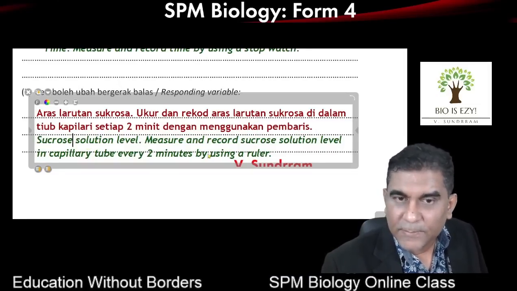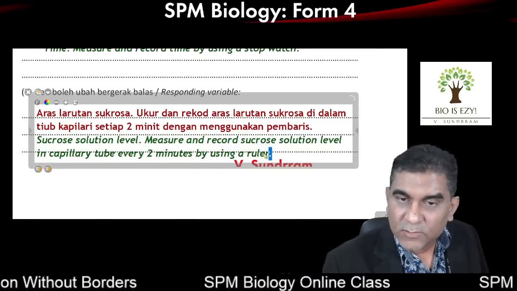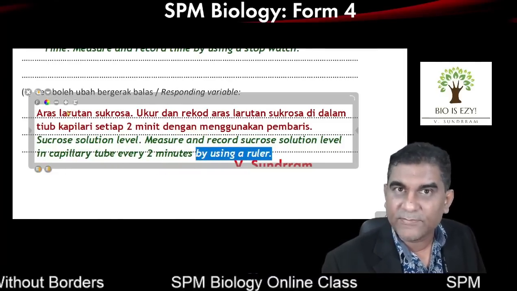Sucrose solution level: measure and record sucrose solution level in the capillary tube every 2 minutes by using a ruler. The words by using a ruler must be there.